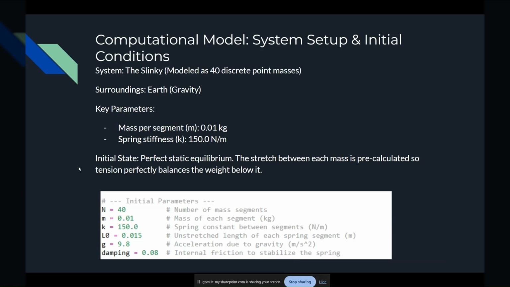To build our computational model, we first define our system and its surroundings. The system is the slinky itself, which I modeled using 40 discrete point masses, while the surroundings consisted of the Earth providing gravity. Now, looking at our key parameters, each mass segment has a mass of 0.01 kilograms, and spring stiffness is 150 newtons per meter. And the most critical part of our initial setup is establishing perfect static equilibrium. In the initial parameters, the stretch between each discrete mass is pre-calculated so that the upward tension perfectly balances the downward weight below it.